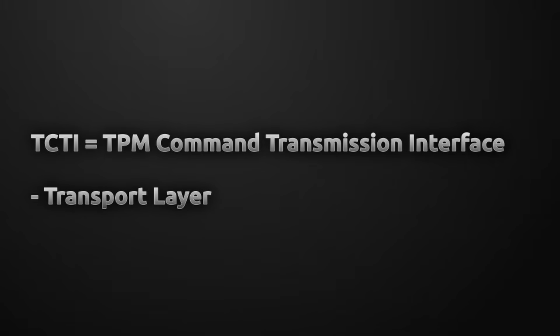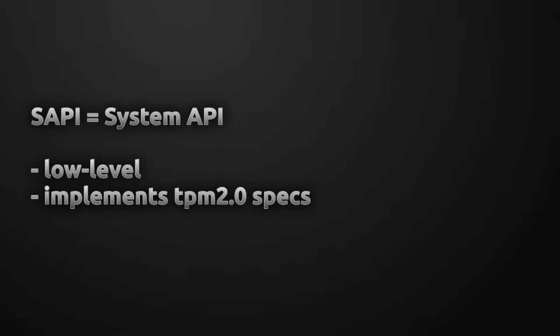First, and closest to the TPM, is the TCTI, the TPM Command Transmission Interface. This is the transport layer. It defines how command bytes are actually sent and received. Next up, one abstraction layer higher, we have the SAPI, the System API. This is the low-level C interface that mirrors the TPM 2.0 specification directly. Each TPM command, like tpm2_create or tpm2_readpublic, has a matching function. SAPI takes care of packing and unpacking command structures, but leaves session management to you. It's precise but very manual.